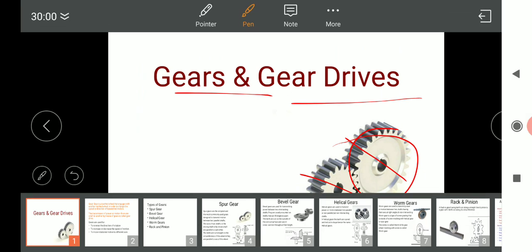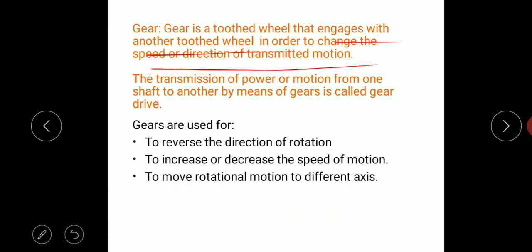If the gears are used to transmit the power or motion from one shaft to another shaft, then the mechanism is called a gear drive. Gears are used to reverse the direction of rotation, to increase or decrease the speed of motion, and to move rotational motion to different axes.